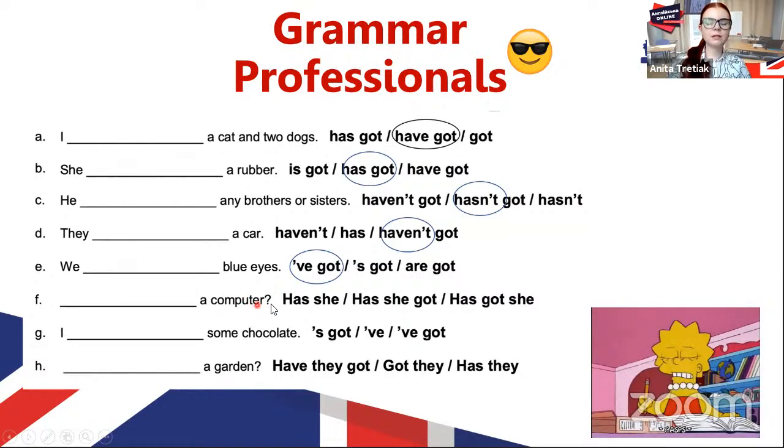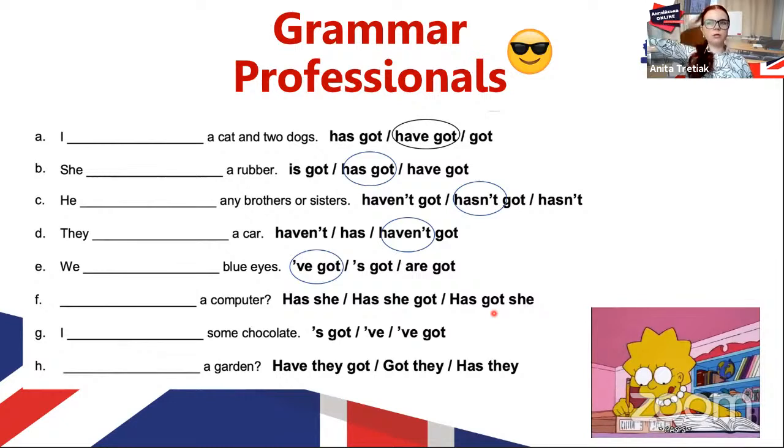Next, F, a computer. But this is an interrogative form. That's a question. You need to be attentive here. It's has she got, or has got she. This is kind of similar. In some things, you have to see the order of the words, and on the other hand, you need to think if you have all the words here or not. Two more seconds to think.